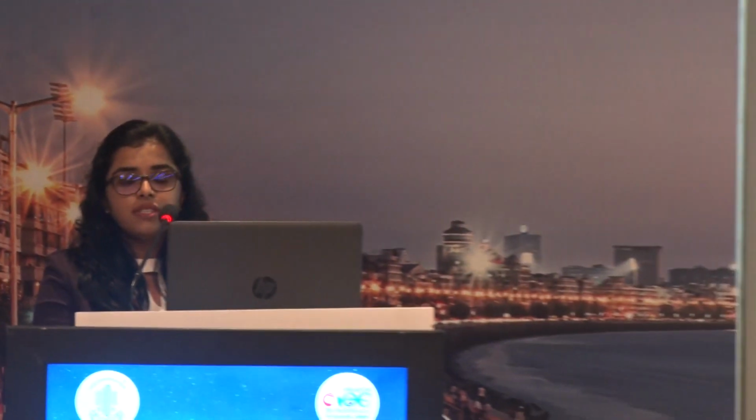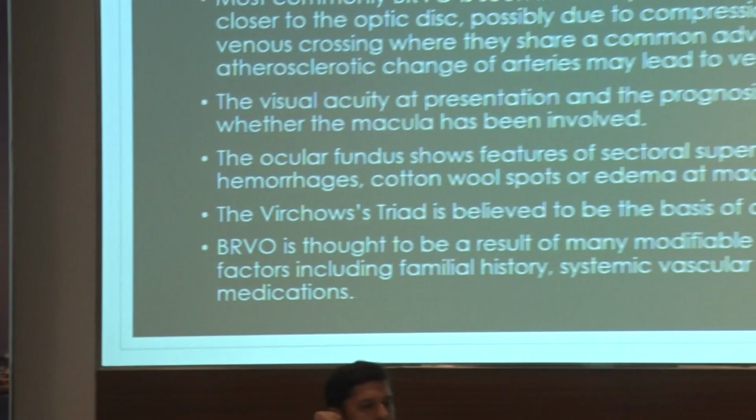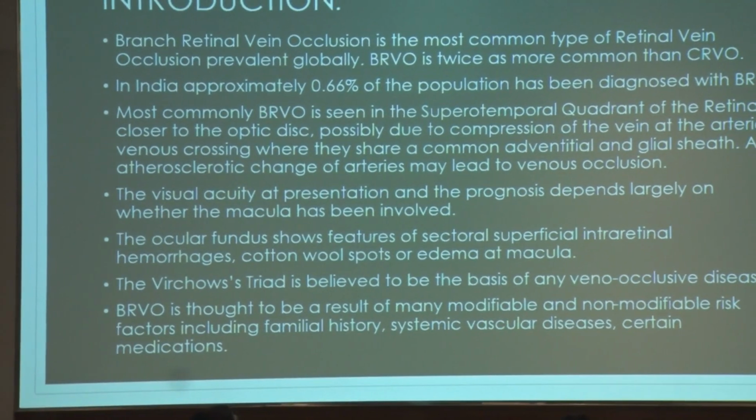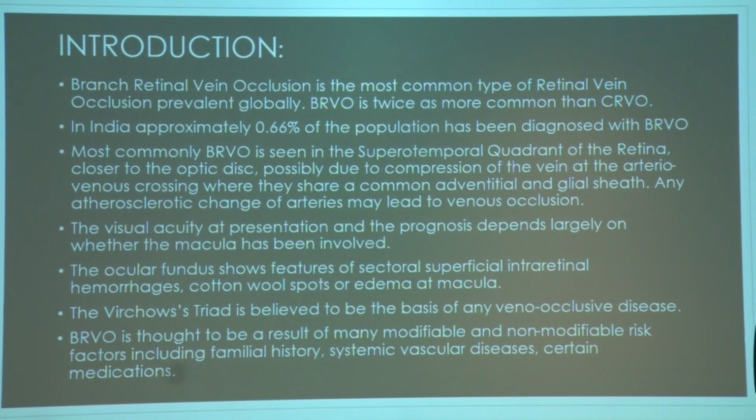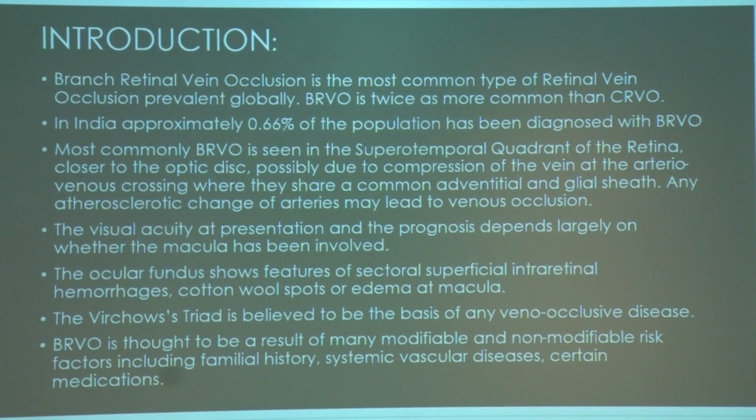Branch retinal vein occlusion is the most common among all types of RVOs, and in India its prevalence is around 0.66%. Most commonly it is found to affect the superior temporal quadrant, and the common pathology behind it is believed to be the common arteriovenous adventitial sheath and the glial sheath.